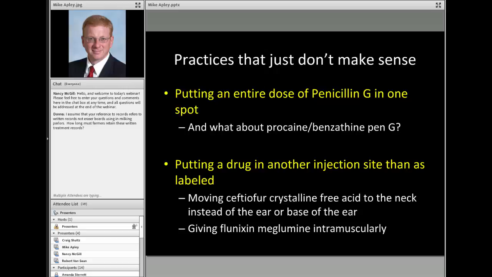One example of a problem that I've run into is some people putting ceftiofur crystalline-free acid in the neck instead of the ear or the base of the ear, and that is something that will result in some really, really extended withdrawal times, and it's an inappropriate administration technique going off-label for that drug. Another one is giving flunixin meglumine intramuscularly. I realize it's easiest when they're in a lockup to walk around the back, but that can cause some really significant extended withdrawal times when that drug is given off-label.